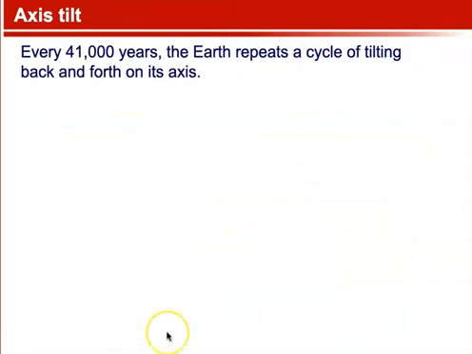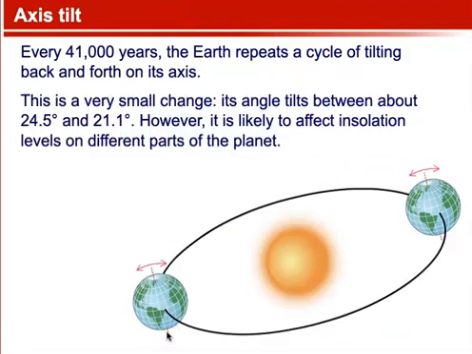Earth's axial tilt. Every 41 years, the Earth repeats a cycle of tilting back and forth on its axis. This is a very small change. Its angle tilts between about 24.5 degrees and 21.1 degrees. However, it is likely to affect insolation levels on different parts of the planet. A tilt closer to zero would mean that we did not have seasons. A more pronounced tilt would cause seasonal changes to be more drastic.